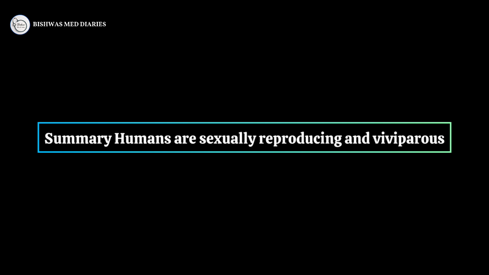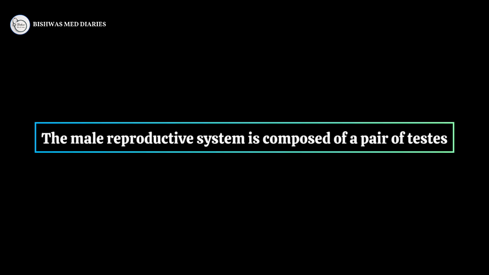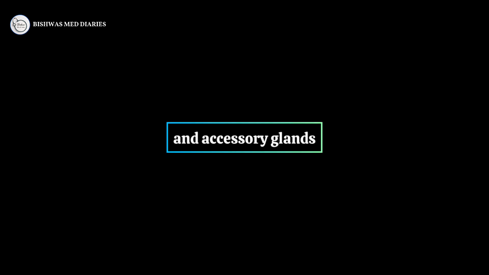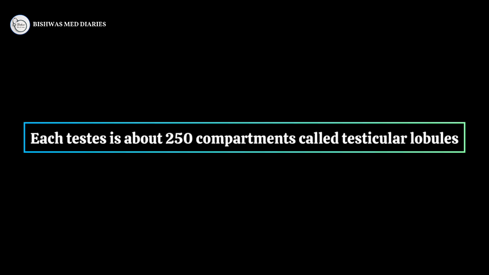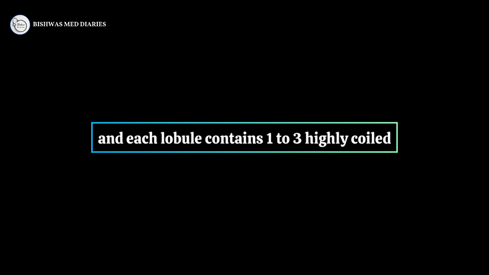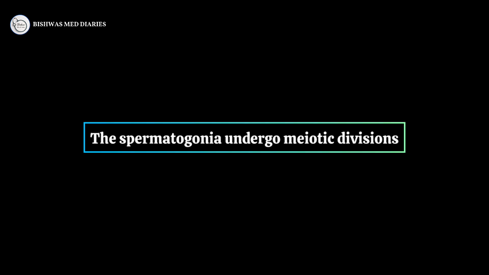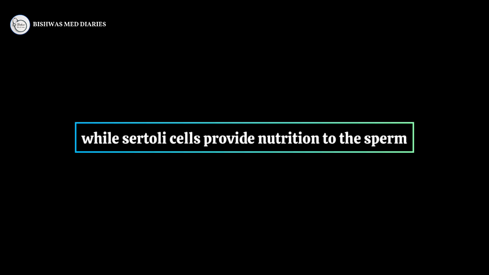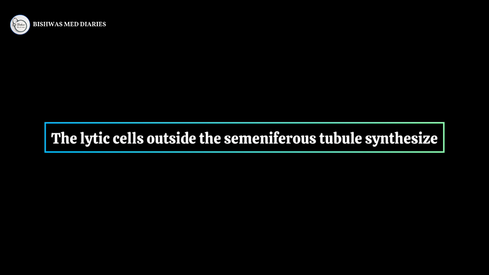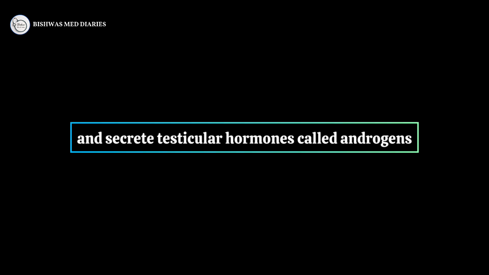Summary: humans are sexually reproducing and viviparous. The male reproductive system is composed of a pair of testes, the male sex accessory ducts and accessory glands, and external genitalia. Each testis has about 250 compartments called testicular lobules, and each lobule contains 1 to 3 highly coiled seminiferous tubules. Each seminiferous tubule is lined inside by spermatogonia and Sertoli cells. The spermatogonia undergo meiotic divisions leading to sperm formation, while Sertoli cells provide nutrition to the dividing germ cells. The Leydig cells outside the seminiferous tubule synthesize and secrete testicular hormones called androgens. The male external genitalia is called the penis.